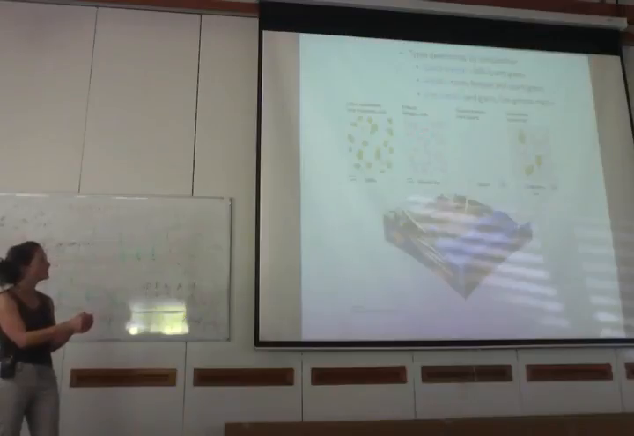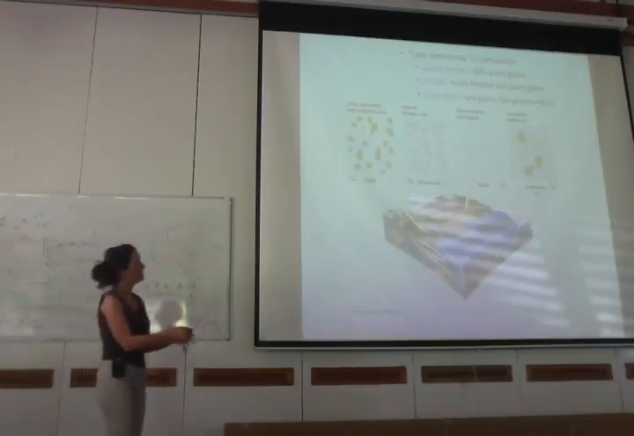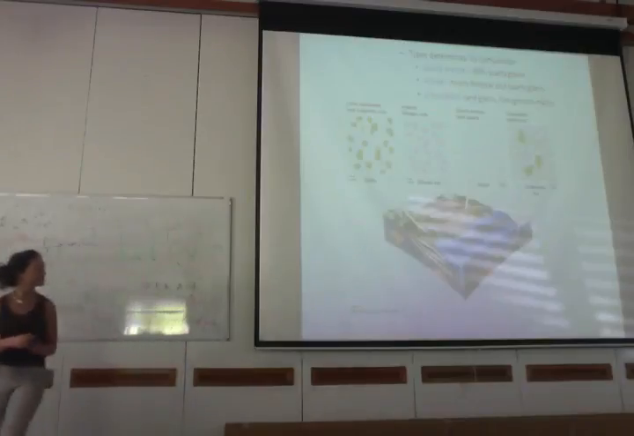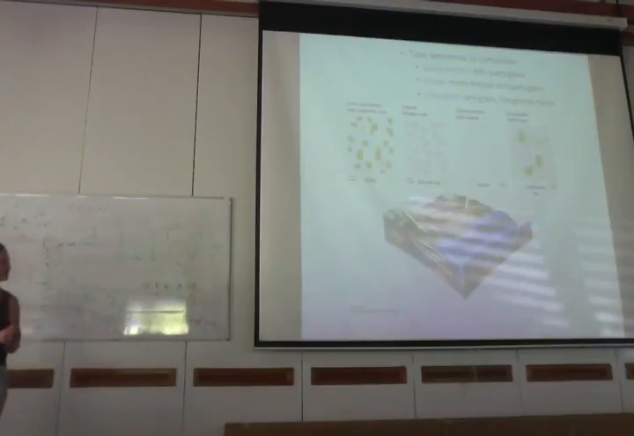And greywacke is another type of sandstone. They have a lot of clay. They're incredibly poorly sorted for a sandstone, and they're typical of the deposits around here.